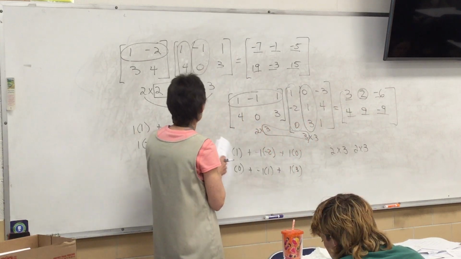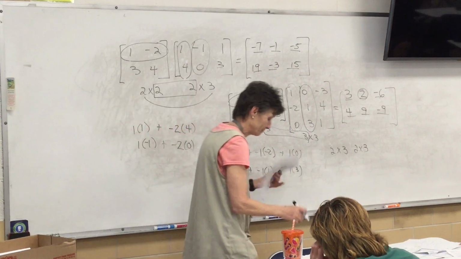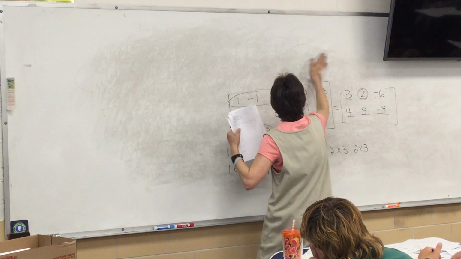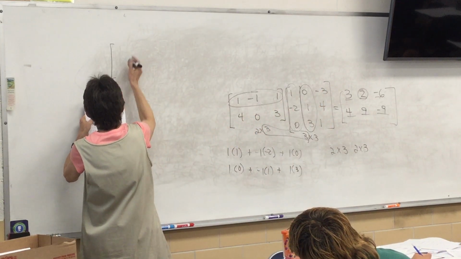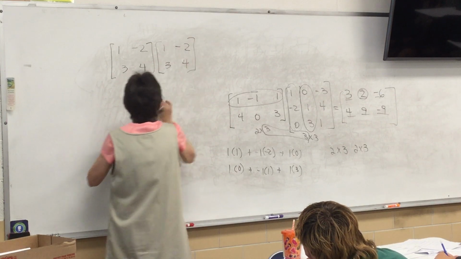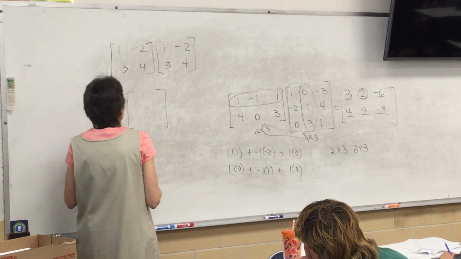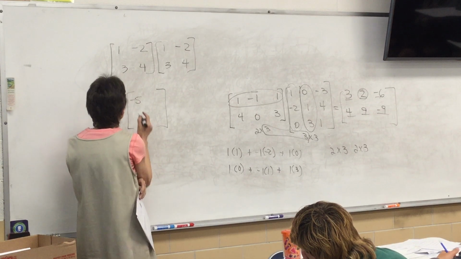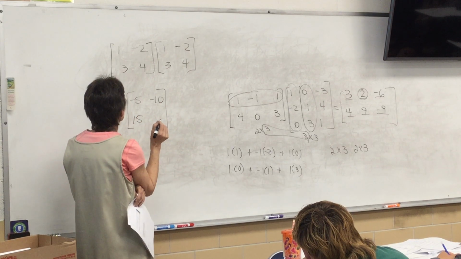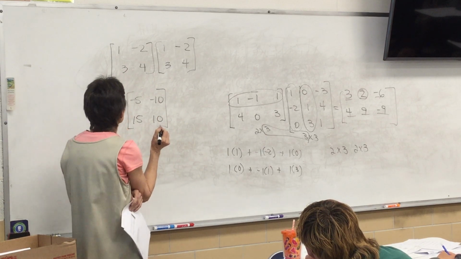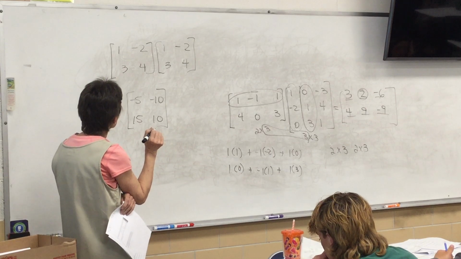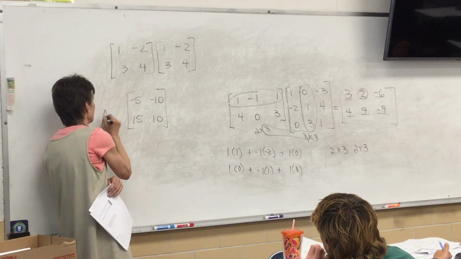Well, luckily A is square. I mean, literally A is a square matrix. So we can square it. So let's do that. What is A squared going to be? All right, go ahead, let's see what you come up with.